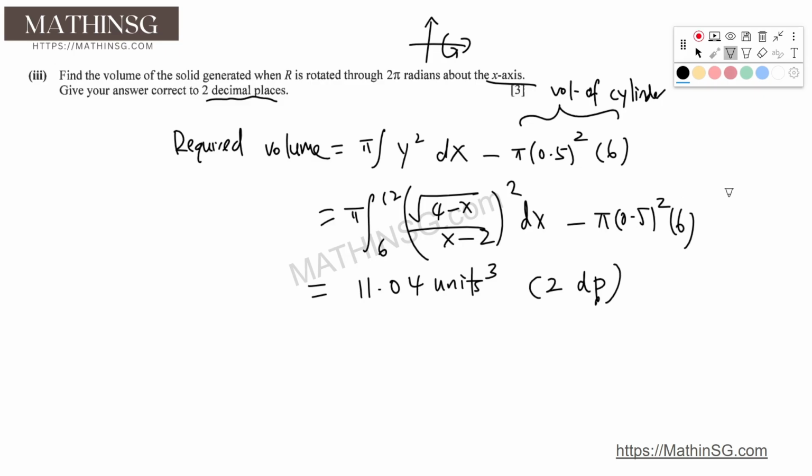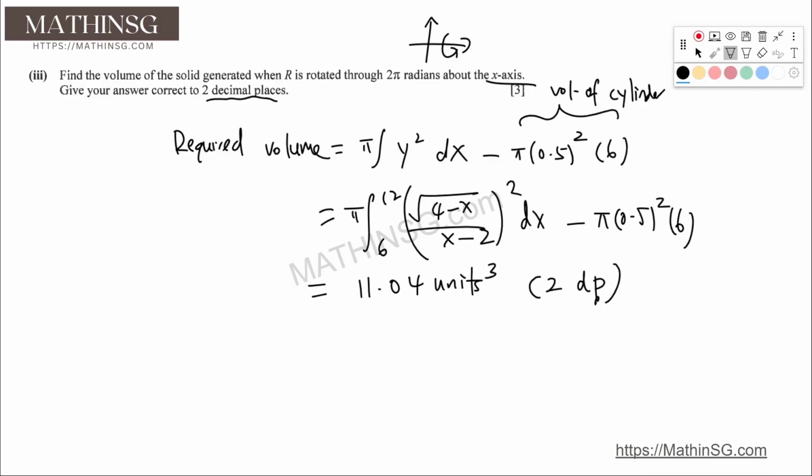Okay, this one just GC. Type this whole thing into your GC. Go to math, look for integration, then type this formula in. Okay, then press enter. You'll get 11.04 when rounded off to 2 decimal places.